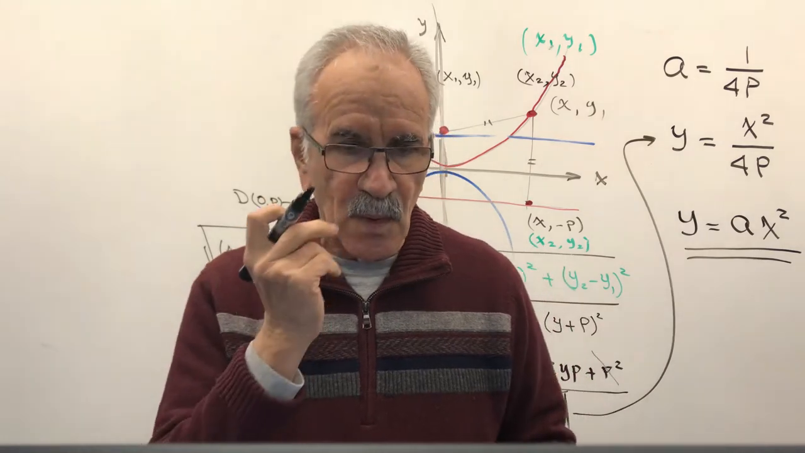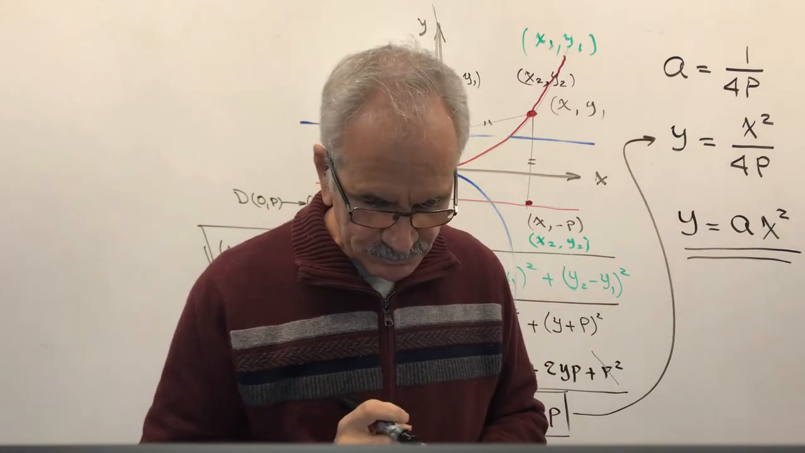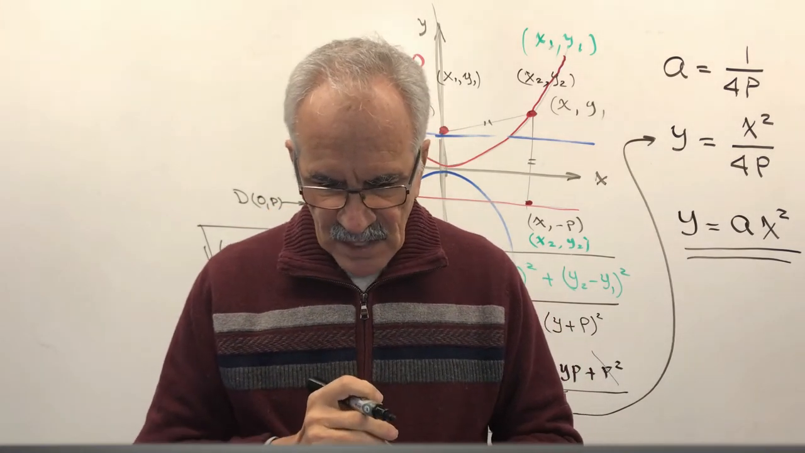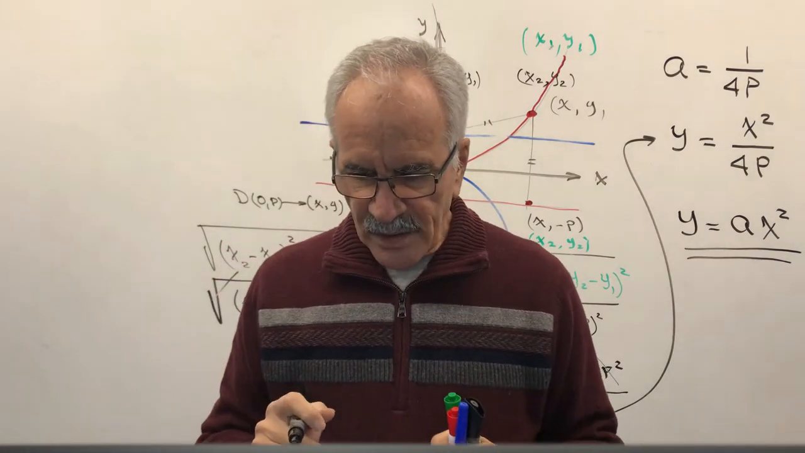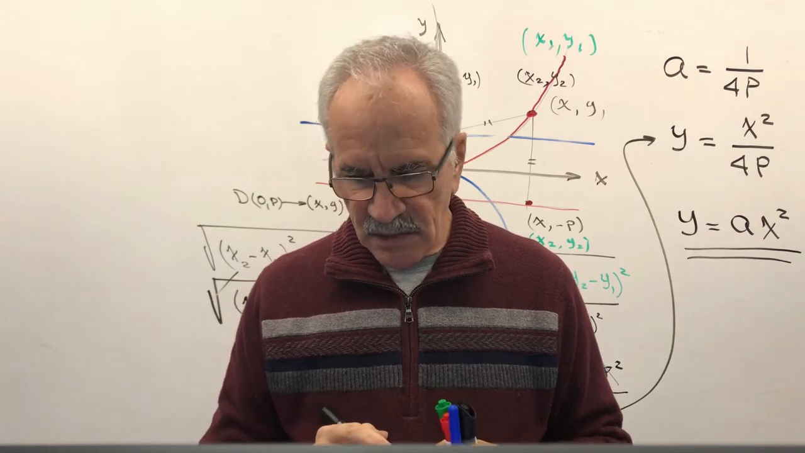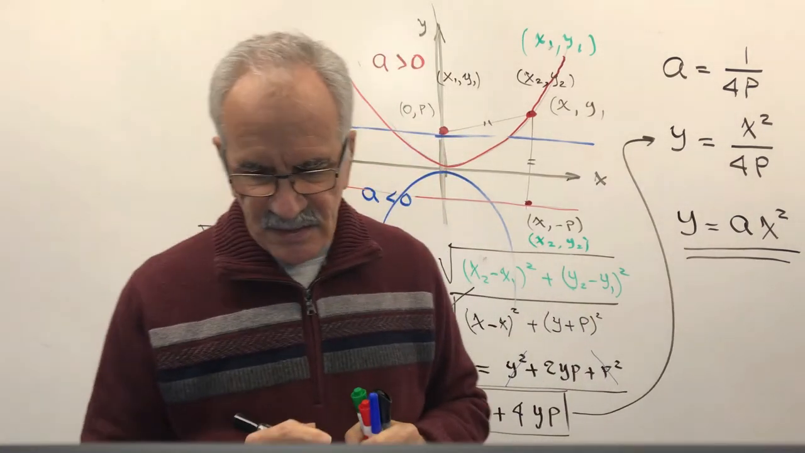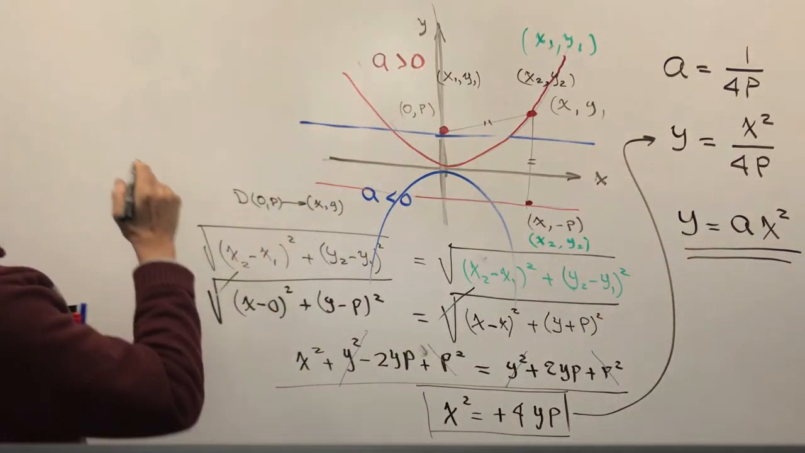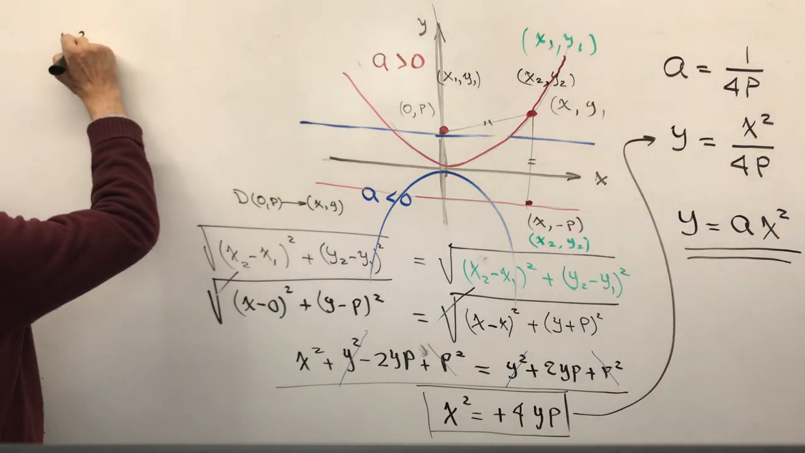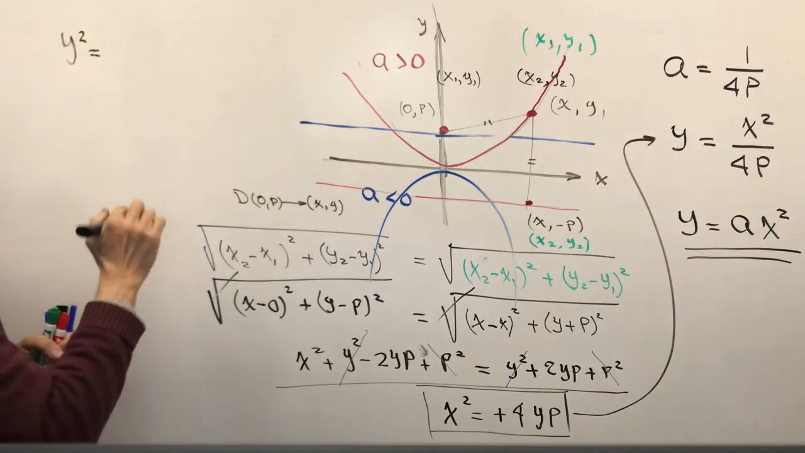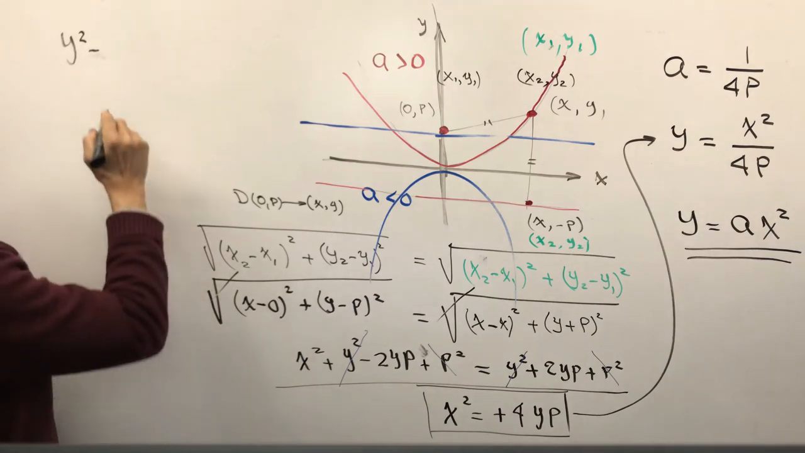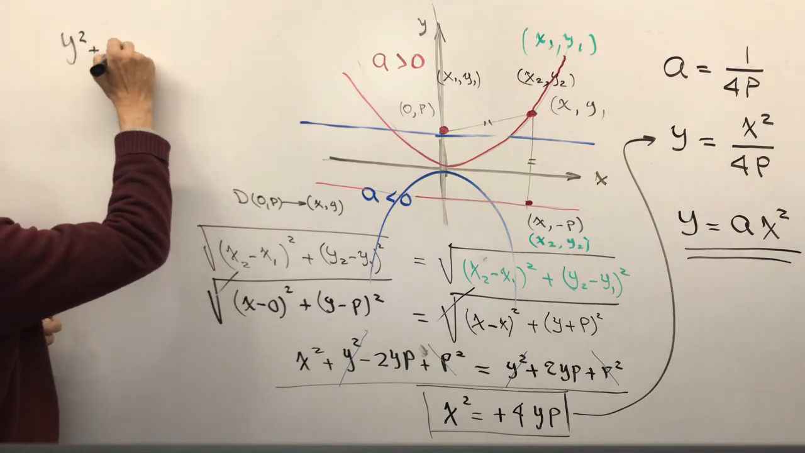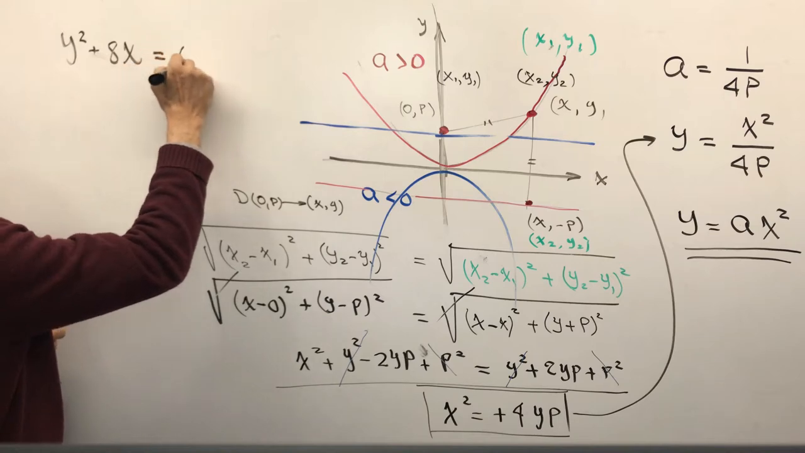Example number one on the notebook. You have the notebook probably in front of you. Example number one. Find the focus and directrix of the parabola y squared plus ax equals 0, and sketch the graph.